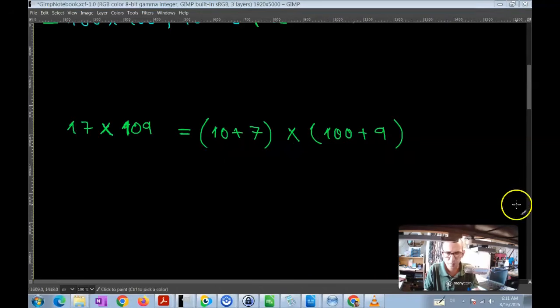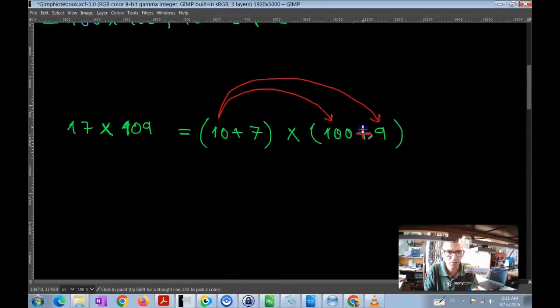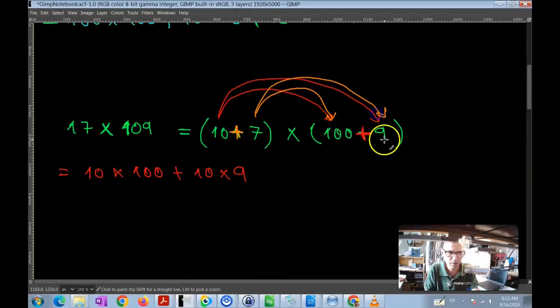So what this means is that we have 10 times 100, 10 times a 9, and then they are of course added together, right? So you would write 10 times 100 plus 10 times a 9. And then you will add to this a 7 times 100 plus a 7 times a 9. And this is then easy.